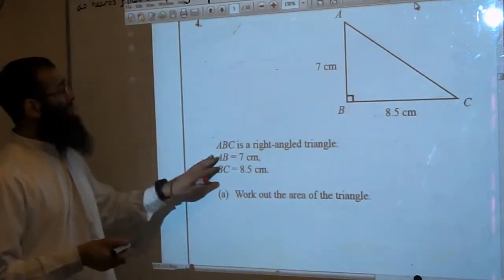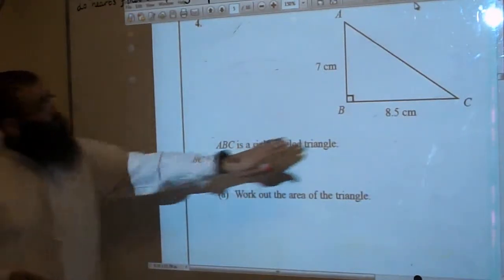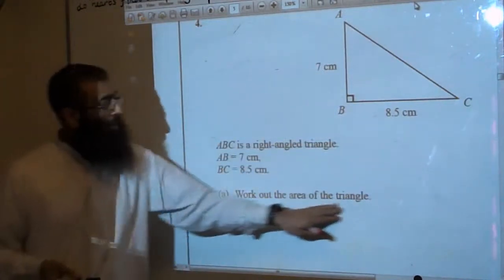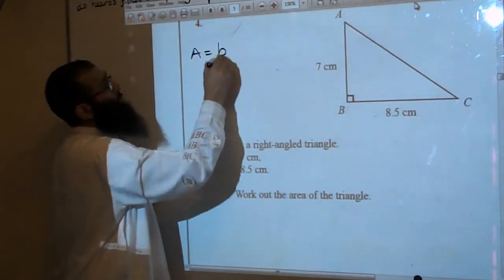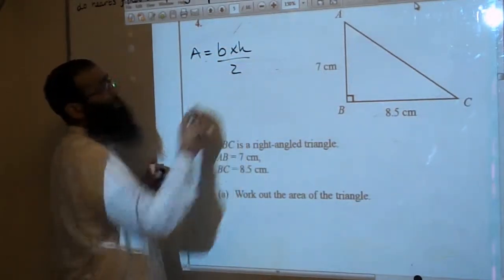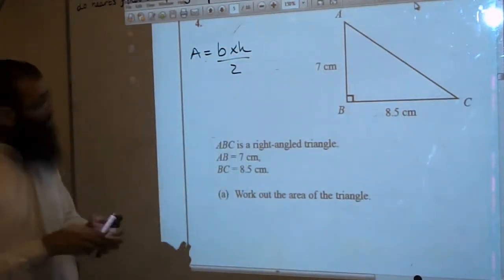Okay, now ABC is a right angle triangle. They're giving you some measurements on here. Work out the area of the triangle. So now, area of the triangle is equal to the base times by the height divided by 2. Always write down the formula, even though you might know it.